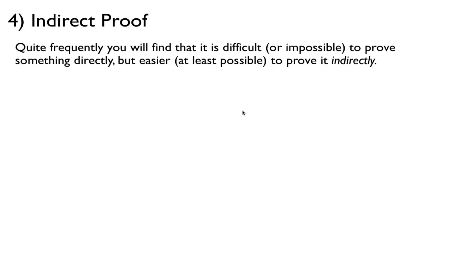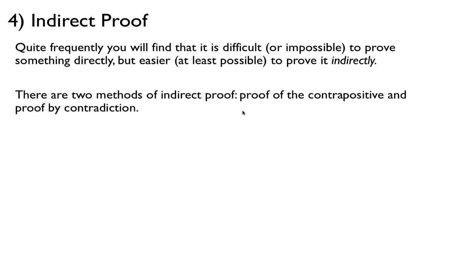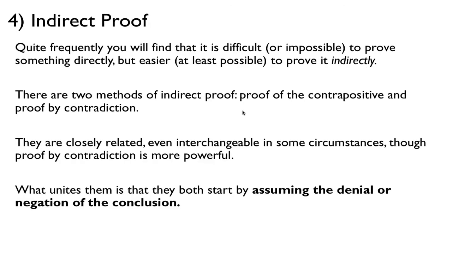So sometimes you find that it's really impossible or difficult to prove something directly, but it's at least maybe easier or at least possible to prove something indirectly. And so there are two methods of indirect proof: the proof of the contrapositive and proof by contradiction. These are closely related, and sometimes they're interchangeable in some circumstances, although the proof by contradiction is more powerful. What they have in common is that they both assume the denial or the negation of the conclusion.